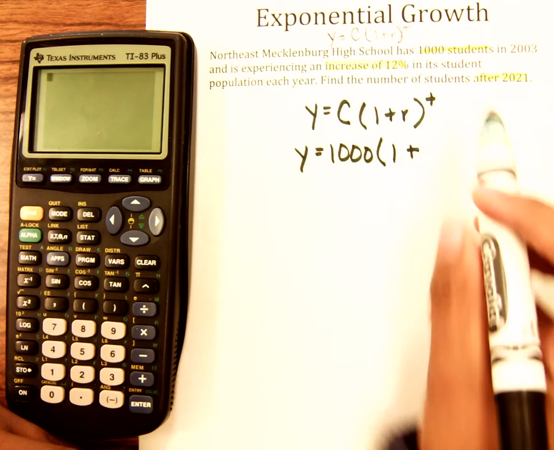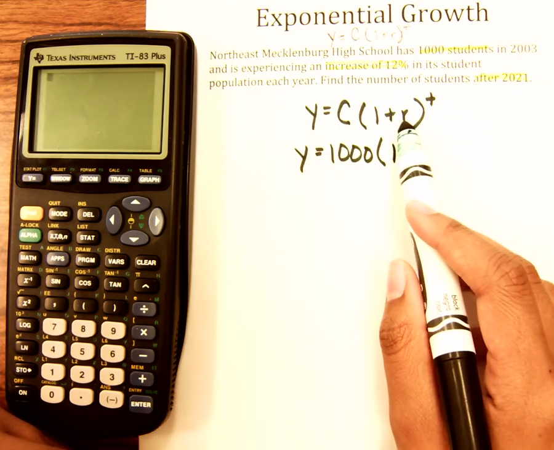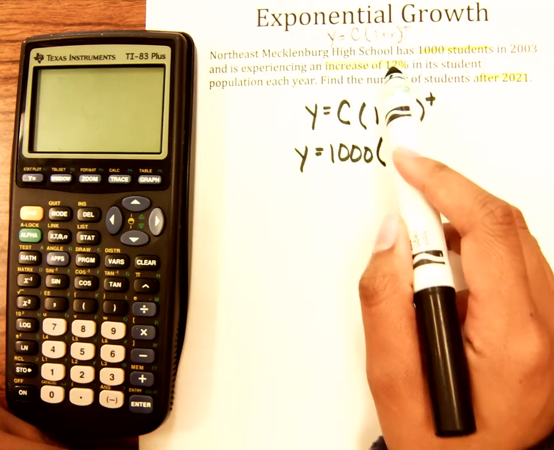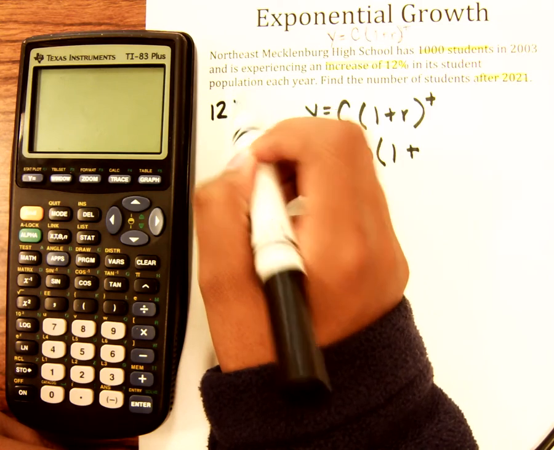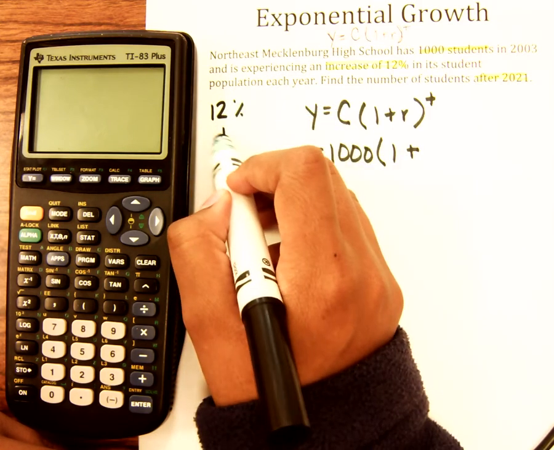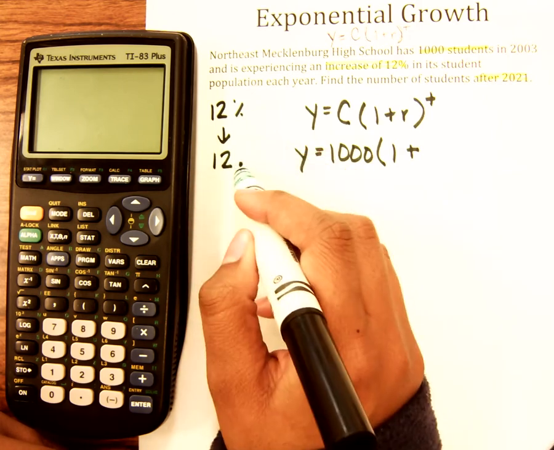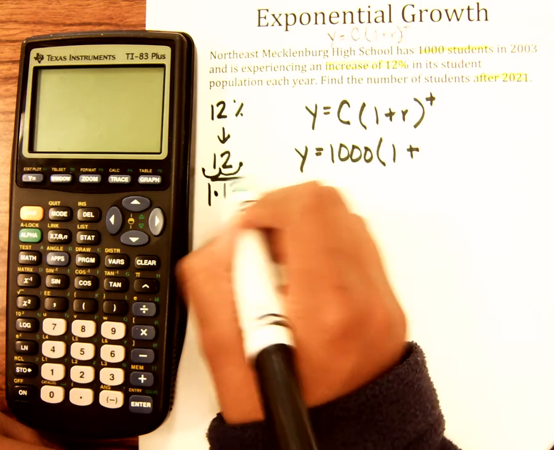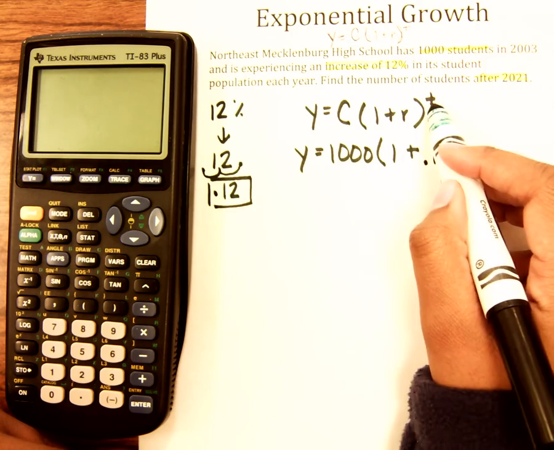Parentheses 1 plus the rate. Now r, as we know, is always expressed as a decimal when we go to put it in the equation. However, in the problem, it is expressed as a percent. So off to the side, I have 12%. And I know to change that, I can move the decimal sign to the left 2 times. So now it is 0.12 as a decimal. So I'm going to put 0.12 in here. And to the t power.